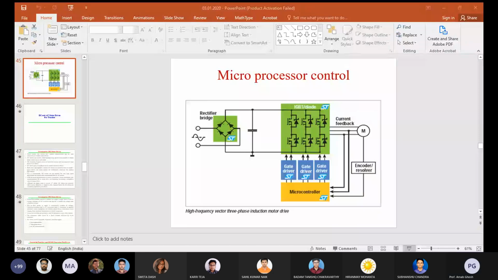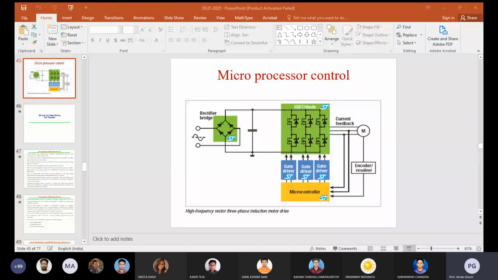Now you are making variable DC. How are you making it variable? By using a chopper. Here, by mistake it is written AC-DC, but it should be DC-DC. By mistake it is there, so it should be DC, not AC.